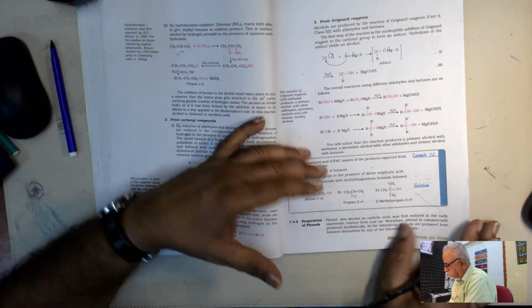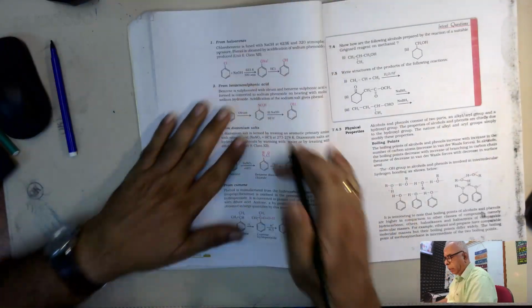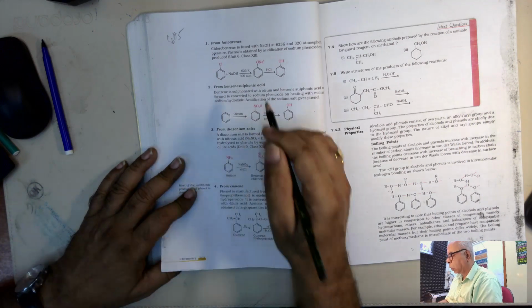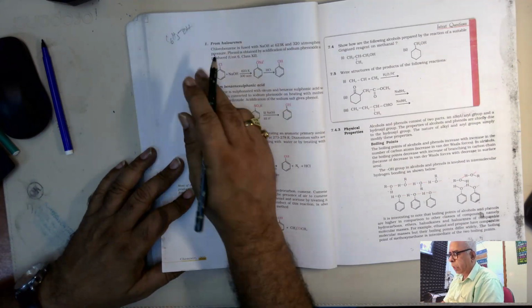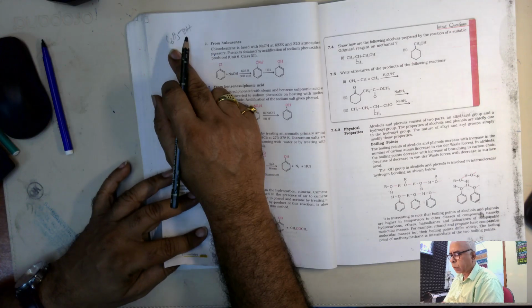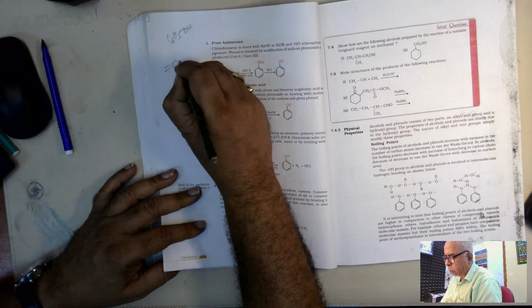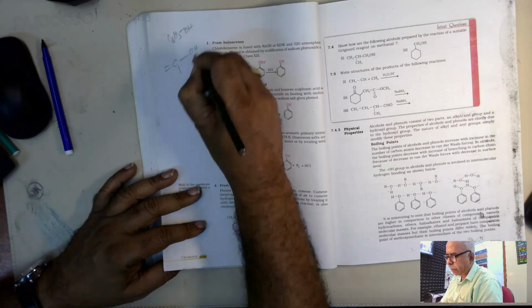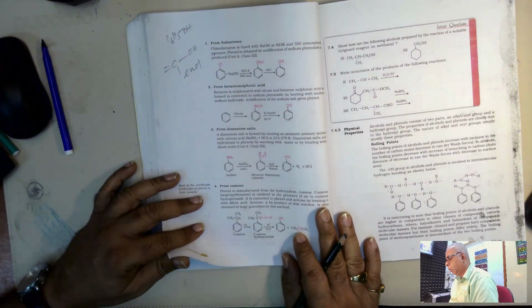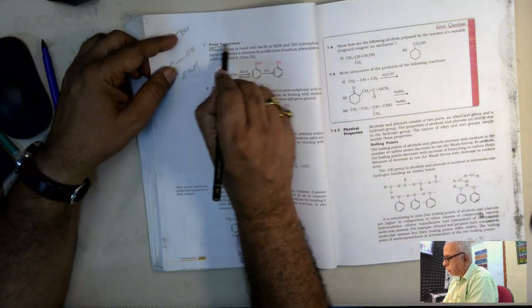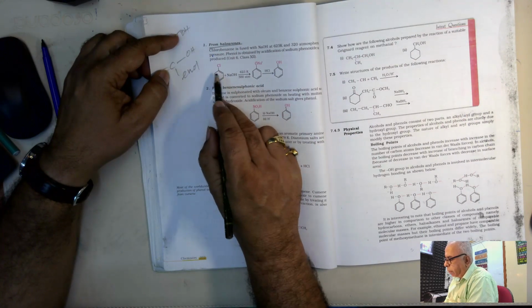Now, preparation of phenol. So the phenol is represented as C6H5OH. In what way is it different from alcohol? Alcohol is OH attached to saturated carbon, whereas phenol is the OH attached to unsaturated carbon. So that is why it's called enol or phenol. Here we have four important methods of preparation of phenol. One is from haloarenes.